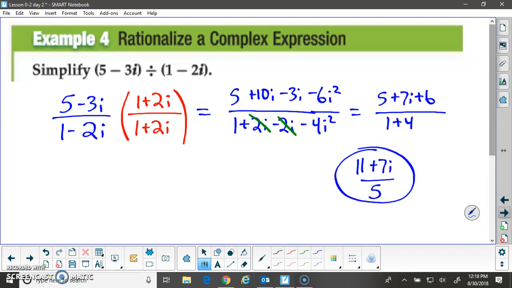And this is how I would write the answer. However, if you'd prefer, you could separate, and you could rewrite this as 11/5 plus 7/5 i. Those two answers are equivalent, they're just written in a slightly different manner. So that is called rationalizing the complex expression from the denominator, involving division.